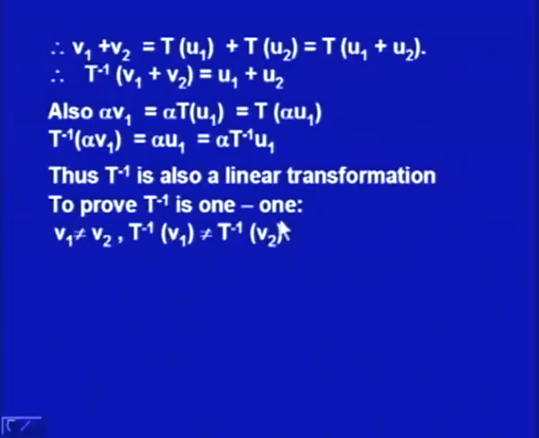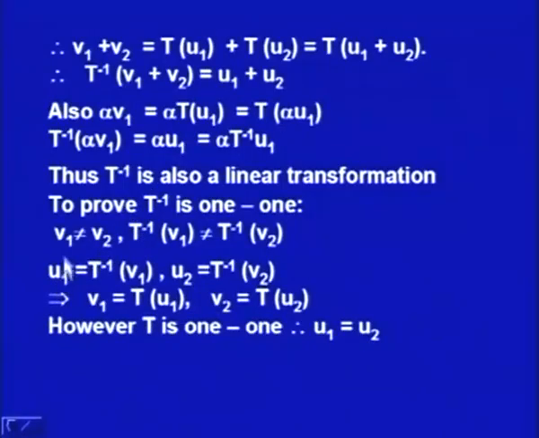To prove that T inverse is 1-1, we consider two different elements in V, say V1 and V2, which are not the same. Then we have to prove that their images under T inverse are also different in U. So, we start with V1 not equal to V2, then we will prove that T inverse V1 is not equal to T inverse V2.